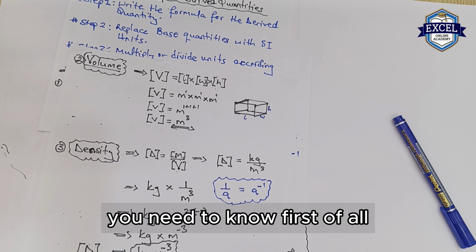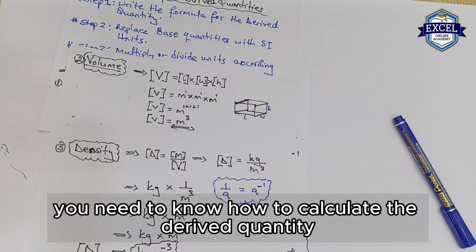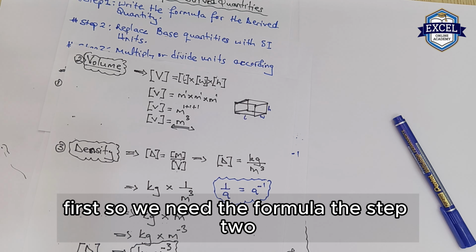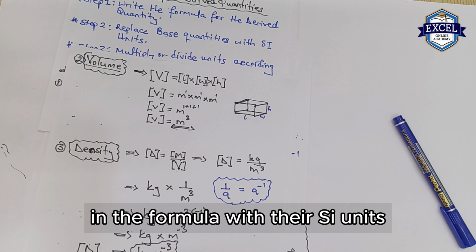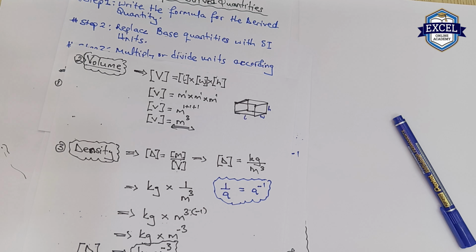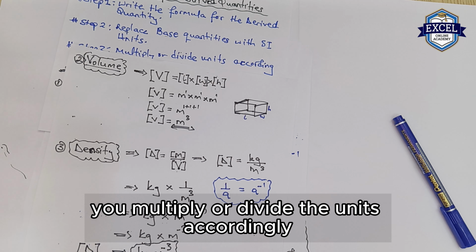First of all, you need to know how to calculate the derived quantity. So we need the formula. In step 2, you just need to replace those base quantities in the formula with their SI units. Then the last part, you multiply or divide the units accordingly.